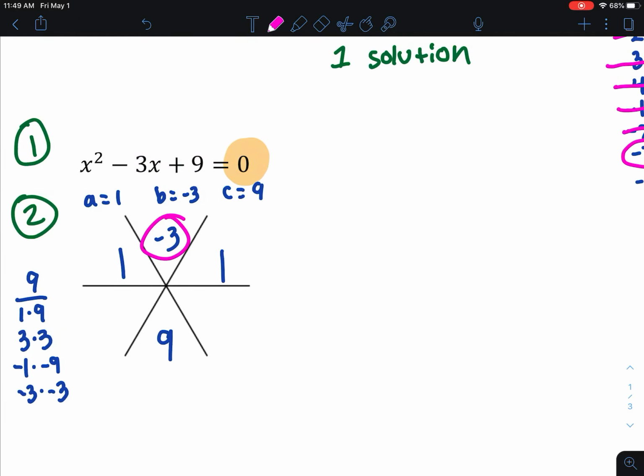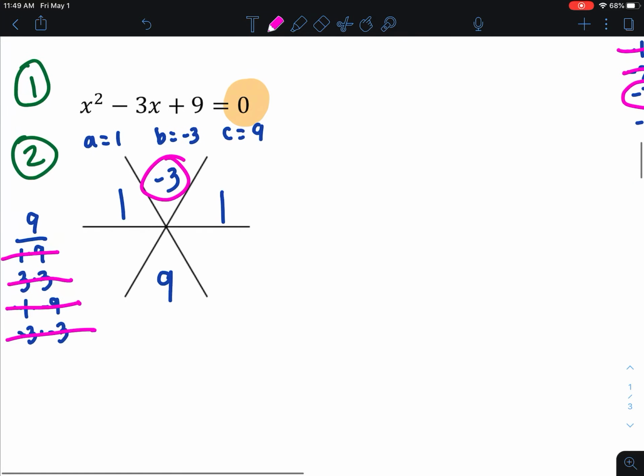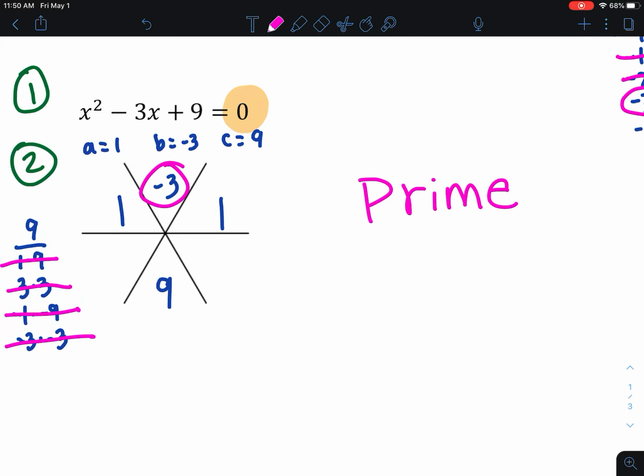Okay, but I have to pick answers that add up to negative 3. 1 plus 9, nope, that's 10. 3 plus 3, nope, that's 6. Negative 1 plus negative 9, that's negative 10. And negative 3 plus negative 3, that's negative 6. Okay, so all of the choices I had, they didn't work. And if that happens, where you figured out every possible answer choice it could be, and none of them work, then that means this is prime. And if it's prime, 99% of the time, your answer is no solution.